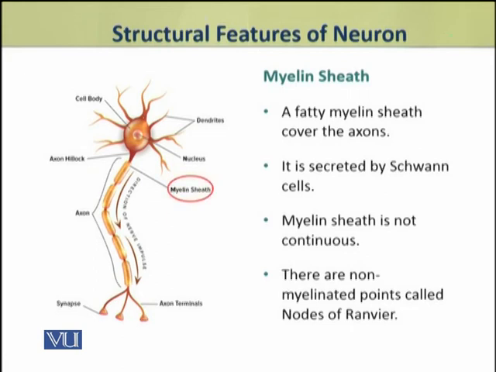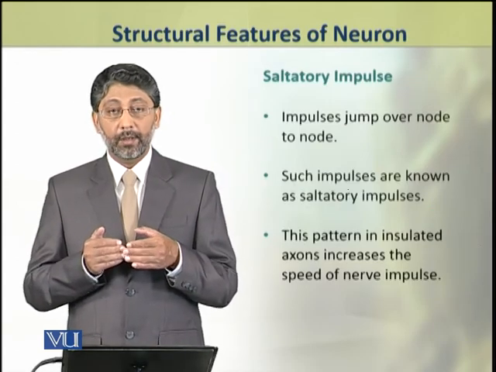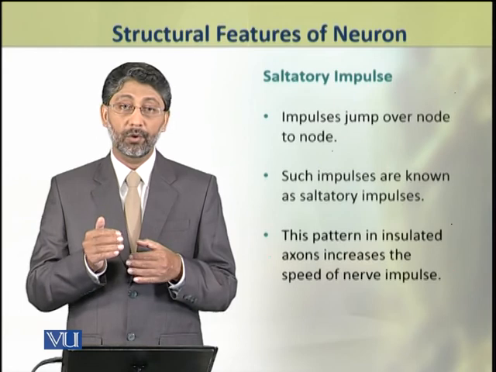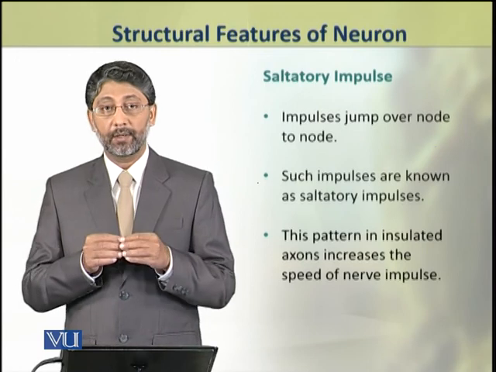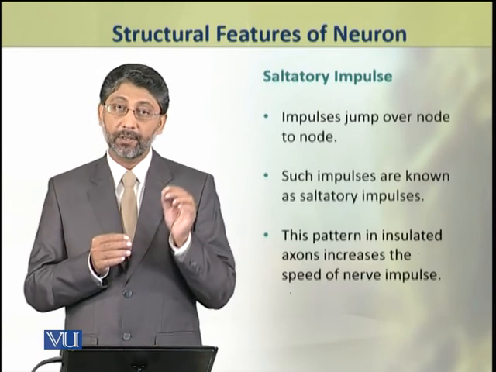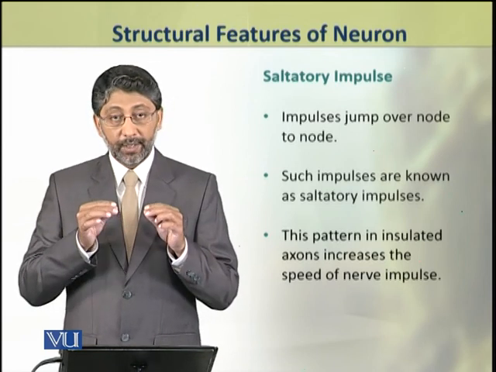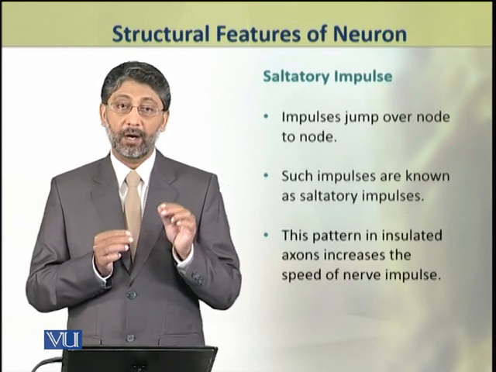It has small non-myelinated points which are called nodes of Ranvier. Due to these nodes of Ranvier, nerve impulse moves in a jumping pattern from one node to the other. Such conduction of impulse is called saltatory conduction. Such impulses are called saltatory impulses. This pattern found in myelinated neurons increases the speed of nerve impulse.